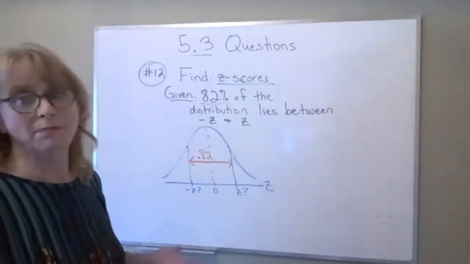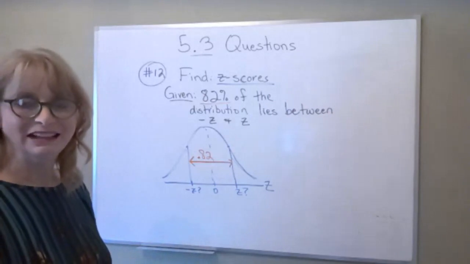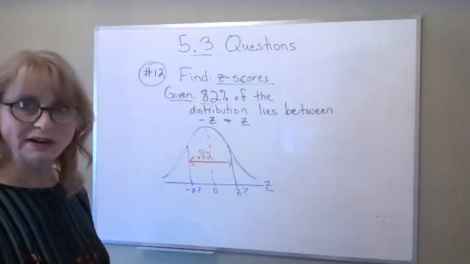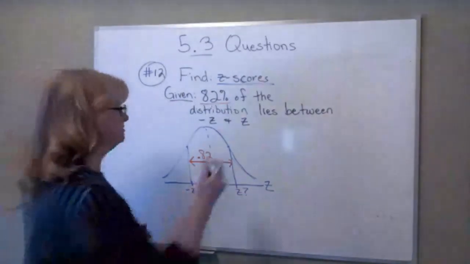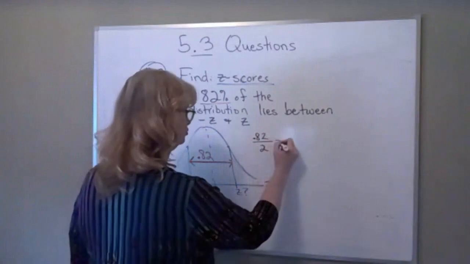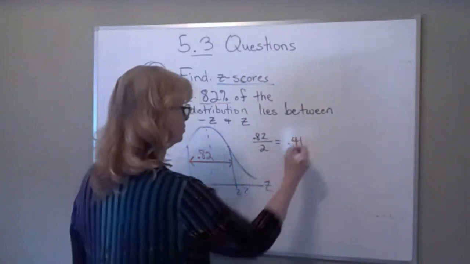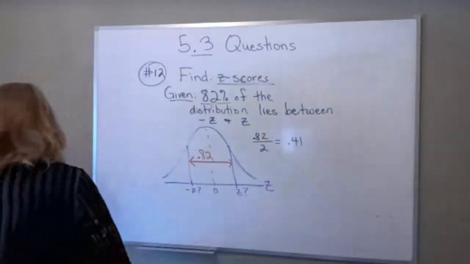By the way, if you don't draw the picture, you won't see it. So make sure you always draw a picture. What's the first thing you think of doing? Okay, you could do that. What will that give me? If I divide 0.82 by 2, so that's 0.41, what have I just found, Christina, if I divide that in half?